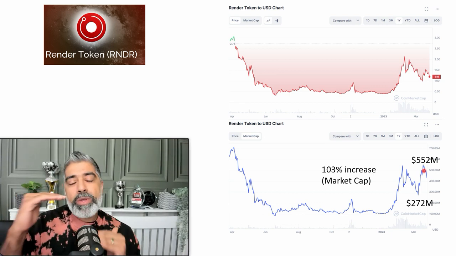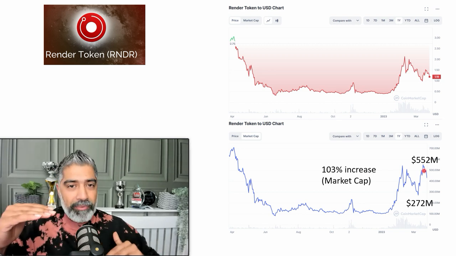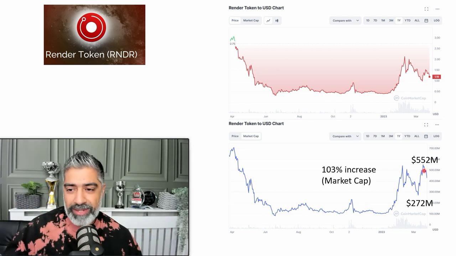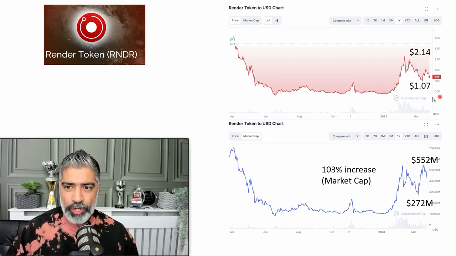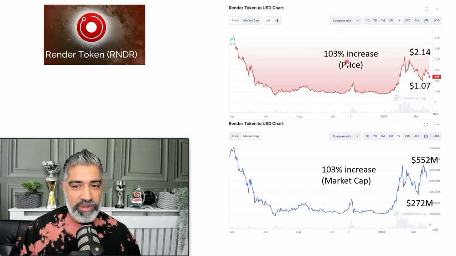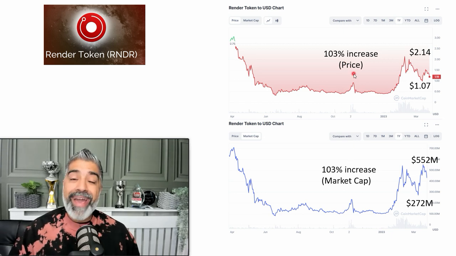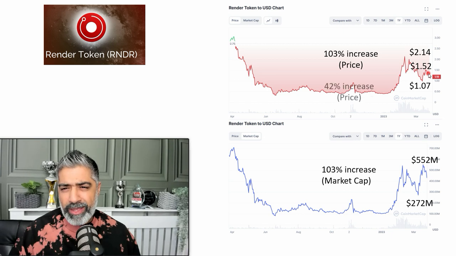Now, if the tokens in circulation were actually the same throughout the whole period, the price should also double. So let's just look at what happened with the price. The price should have gone from $1.07, give or take, to $2.14. That's an increase of 103% in correlation. But what actually happened is that the price only went to $1.52. That means it's only a 42% increase in price.